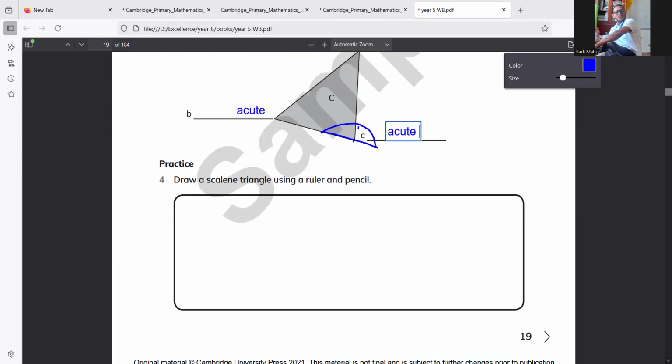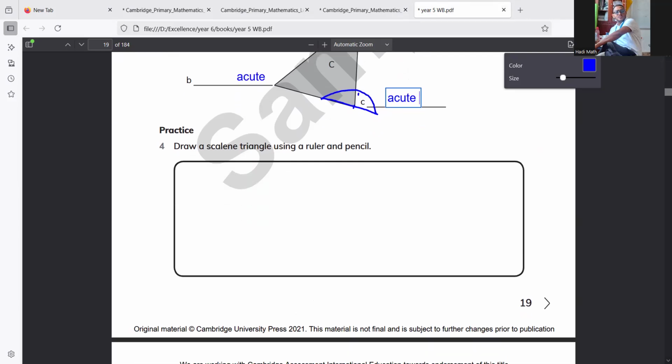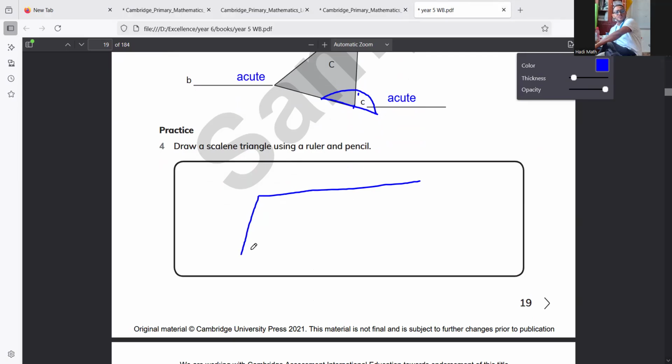Let's go to the exercise after this one. They say draw a scalene triangle using a ruler and a pencil. The scalene sides are different. So just draw a side here, a very tall one. Draw one here, a little bit smaller. Then you join this one to that one as you like. Make sure the three sides are different, so it will be a scalene triangle.